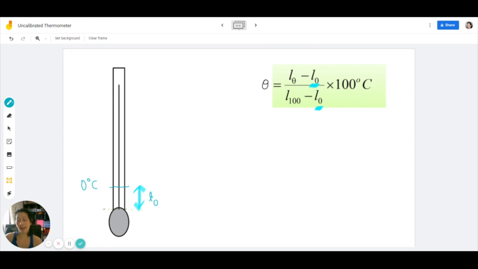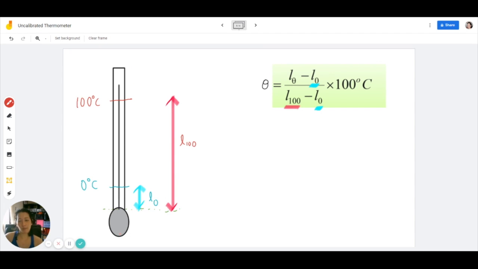So L0 refers to the length of the 0 degrees Celsius mark. And then we place it into boiling water, so that's where we can mark the value for 100 degrees Celsius. So L100 refers to the length of the mercury column for the 100 degrees Celsius mark as we measure it from the same starting point as for L0, as you can see. And this, of course, would be L100.